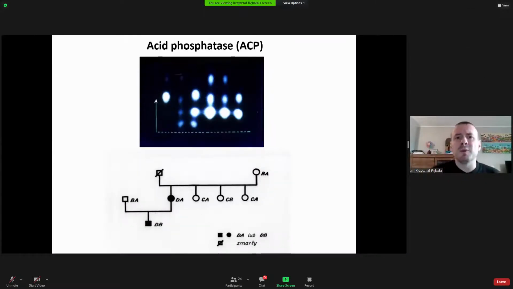Okay, this is an example from our practice. There was a paternity testing case in which we analyzed serological markers. And in one of the markers, which is acid phosphatase, an enzyme found inside red blood cells, the following situation was found: the putative father was BA. Okay, please do not look at this D letter. The putative father was BA, the mother was A, and the child was B.